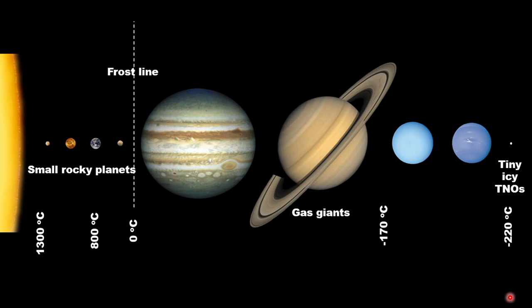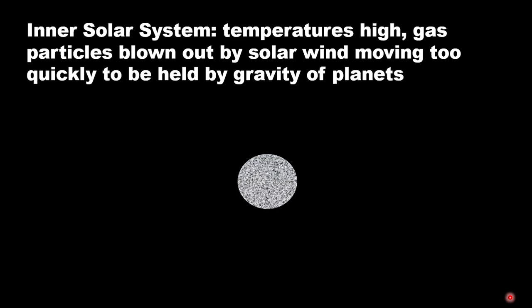materials. When you get out to the realm of the TNOs, the temperatures are down around minus 220 degrees Celsius. And this, as kinetic molecular theory tells us, can explain the differences in composition. In the inner solar system, where the temperatures are relatively high, the gas particles, as they're being blown away by the solar wind from the sun, kinetic molecular theory tells us that these particles will be moving quite quickly. In fact, they'll be moving too quickly for the gravity of the growing planets to actually hold them.